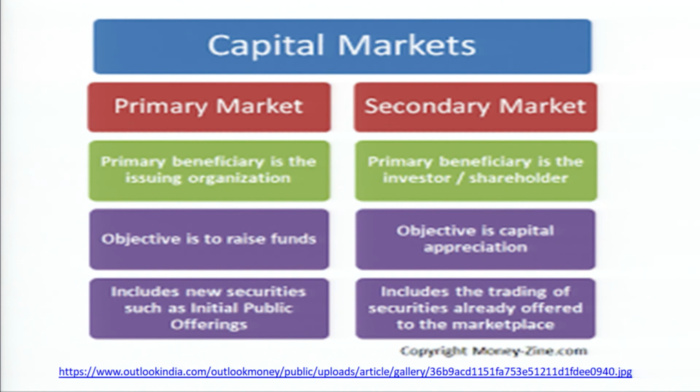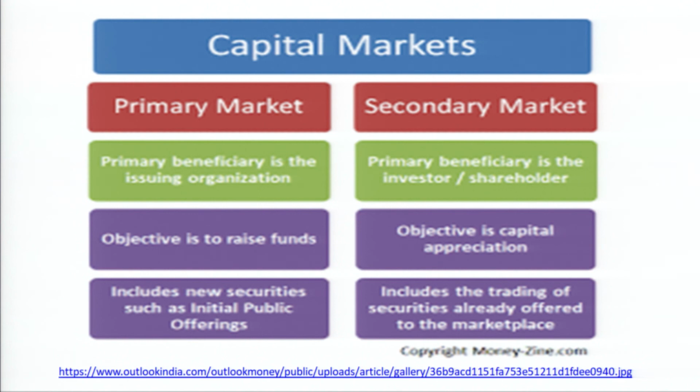After these points, I would like to sum up the capital market as a whole so that you can understand primary and secondary market. First of all, the primary beneficiary in the primary market is the issuing organization, basically those companies who are issuing the shares, stocks, bonds, derivatives, etc. In the secondary market, the primary beneficiary is the investor or the shareholder.